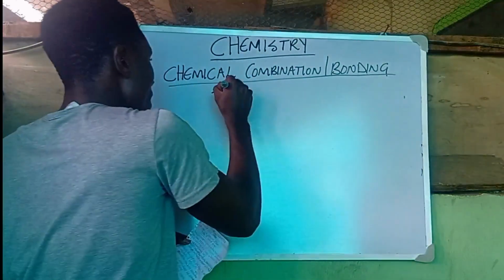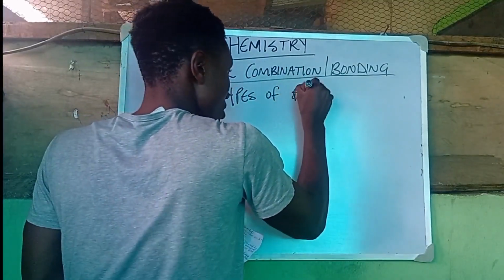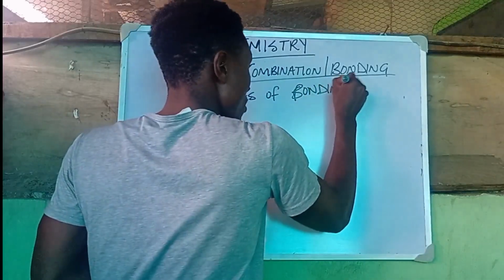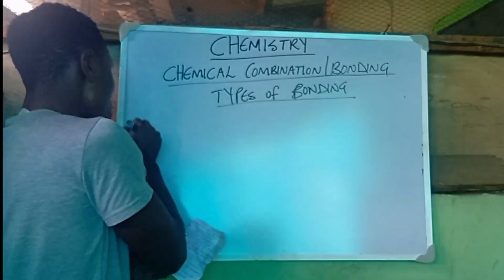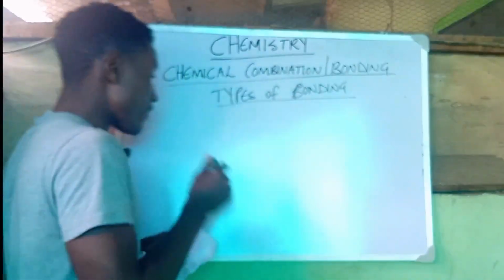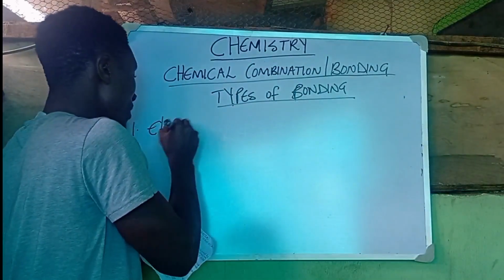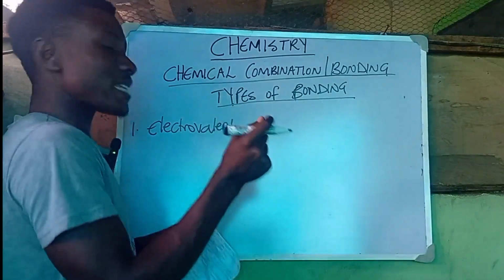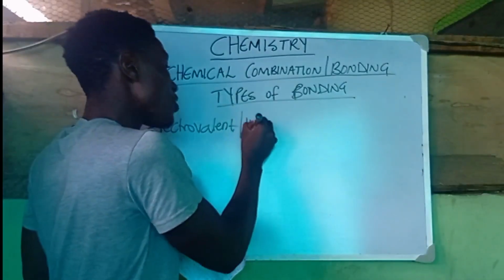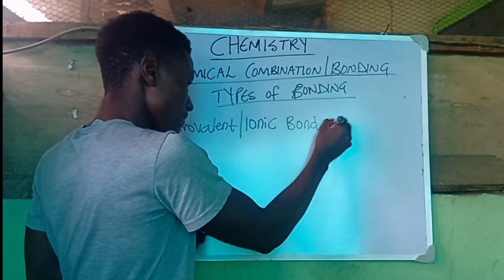So we say the types of chemical bonding. So the moment you hear bond, you simply know that what I am talking about is chemical combination or chemical bonding. The first type of chemical bonding or chemical combination we have here is the electrovalent. It is not just only known as electrovalent, it's also known as the ionic bonding. So we have the electrovalent or the ionic bonding, right?